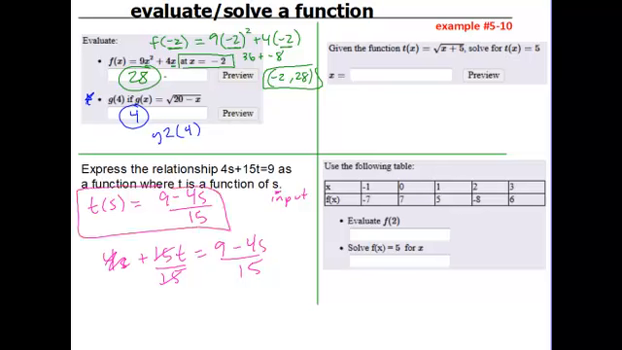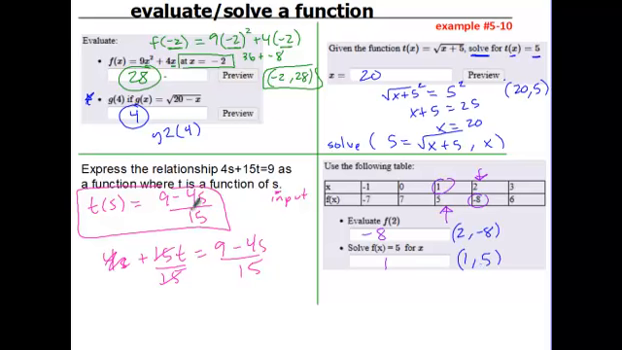Okay, notice how I wrote my function notation. Since t is a function of s, I would call it t of s. Okay, so the output t is specifically dependent on what s is. Okay, and that's the equation that relates those.